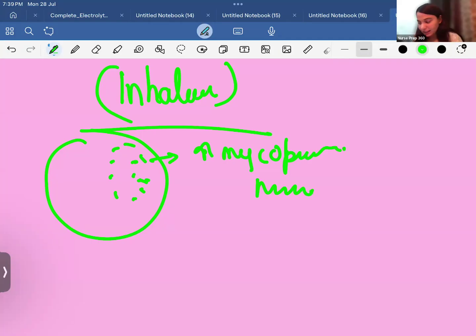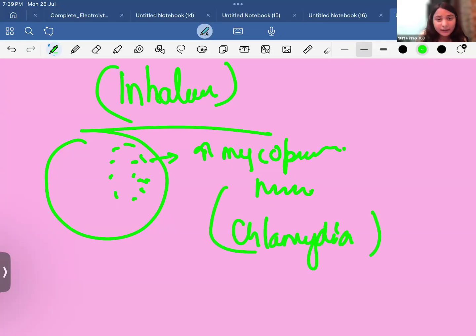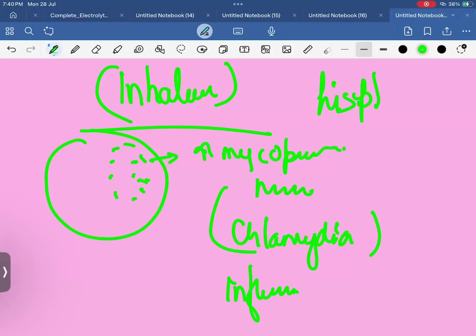This bacteria, or chlamydia. Does anyone know chlamydia? It is a sexually transmitted disease. Chlamydia is a bacteria, but it can also travel through inhalation. Okay. Next, influenza. Next, there's one thing I want to talk about which is very, very important. That is histoplasmosis. Has anybody heard of histoplasmosis? You must have heard of histoplasmosis.